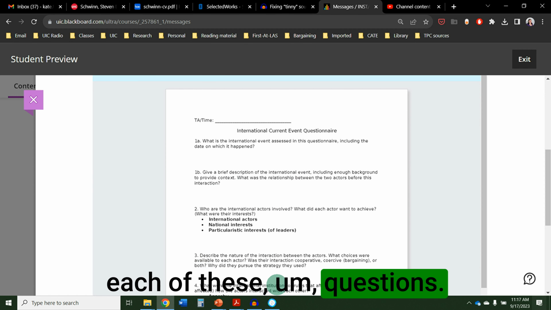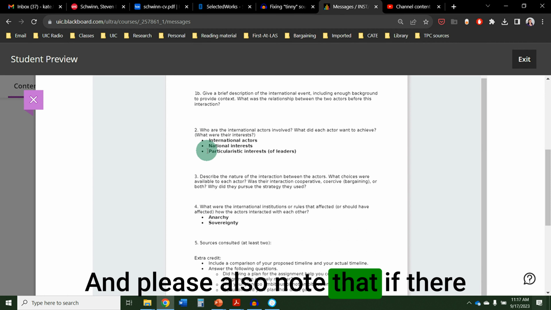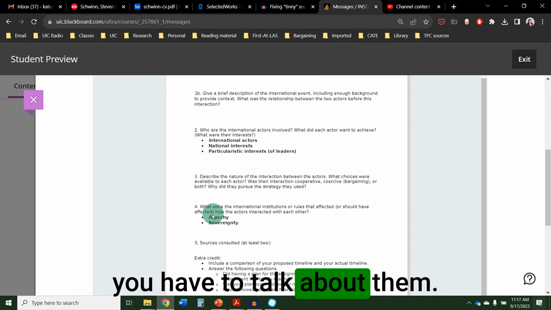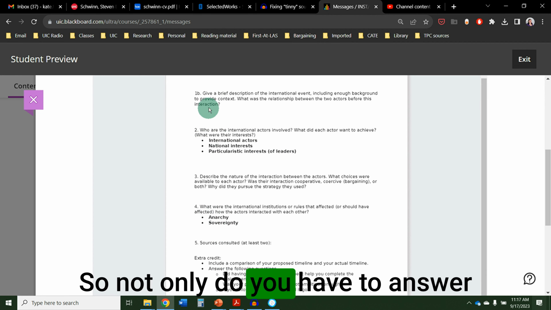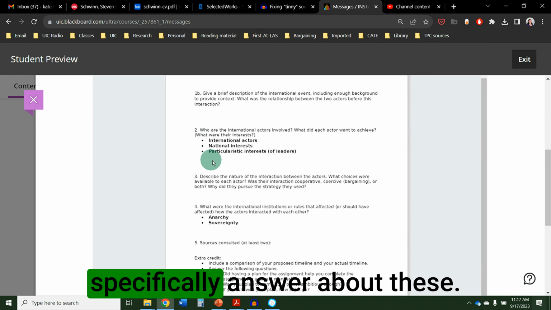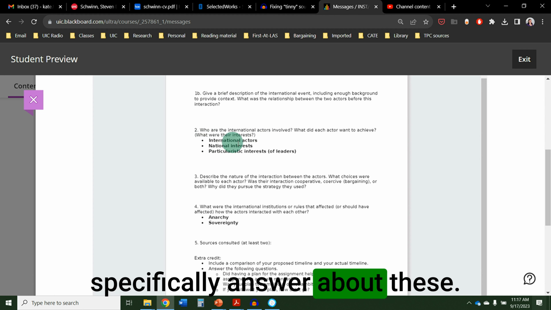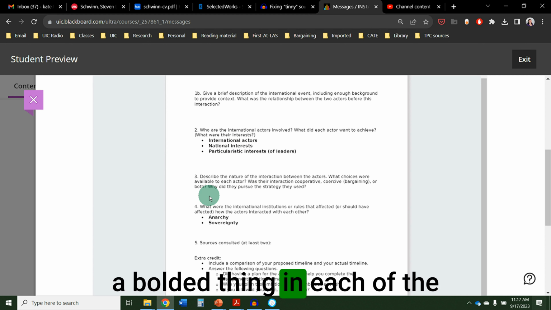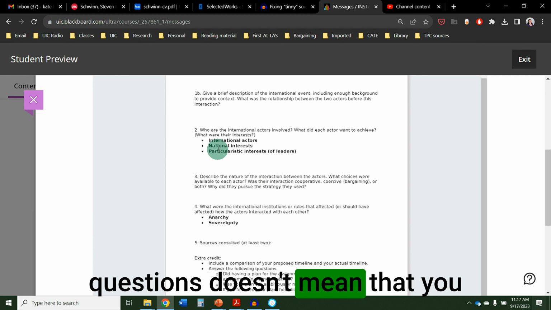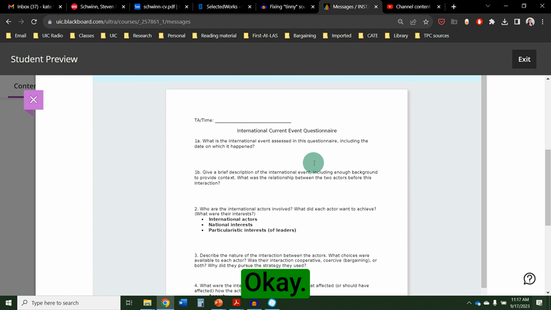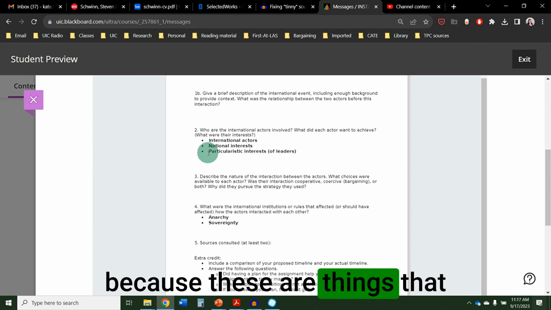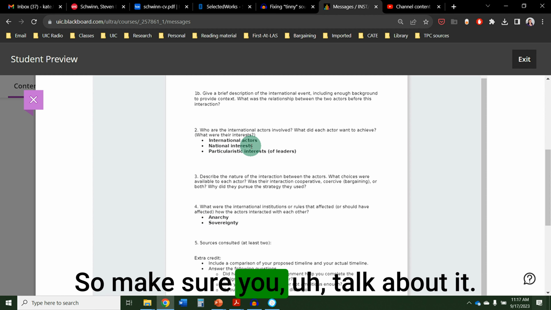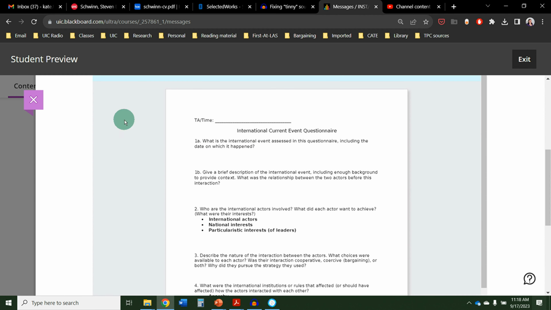these questions. And please also note that if there is a bolded section, it means you have to talk about them. Not only do you have to answer the question, but you need to specifically answer about these. And just because there isn't a bolded thing in each of the questions doesn't mean that you don't have to answer the question. I just wanted to highlight these because they are things that students sometimes leave out. So make sure you talk about it if it's bolded.